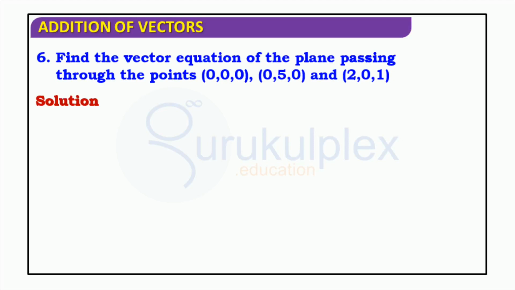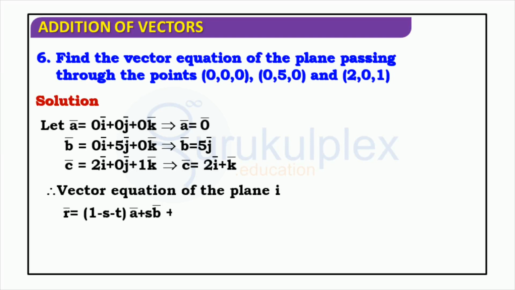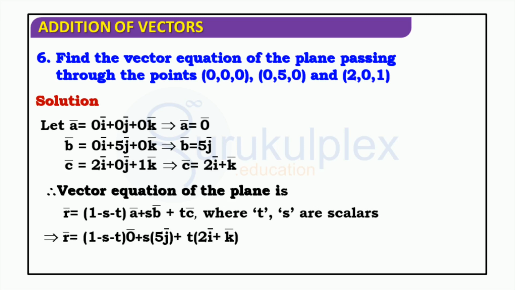The vector equation of a plane can be obtained by taking the cross product of 3 points that exist on it. In this instance, (0, 0, 0), (0, 5, 0), and (2, 0, 1) are being used. Calculating the cross product of these 3 points yields the vector equation of the plane, giving us the desired result.